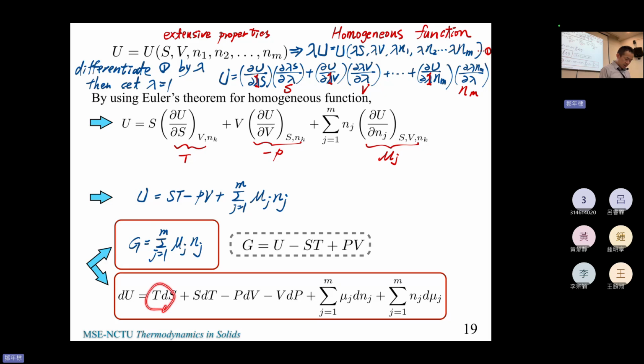So this is TdS, SdT from here, and minus PdV to do the differentiation. You can get this one, and here we can get that one. So now we have two pieces of information. All right, and then we will use this one later.